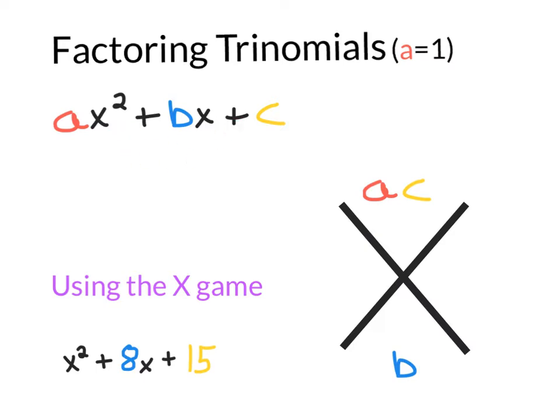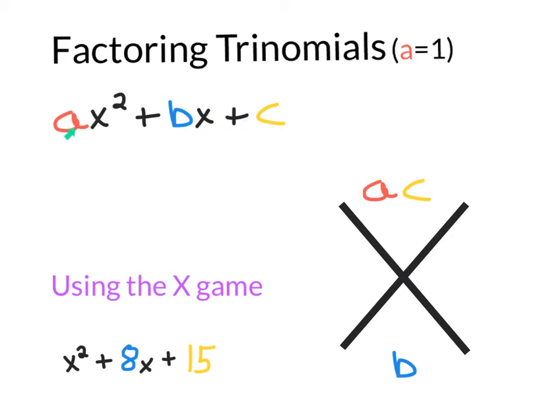Now, the strategy that we use to determine the factors of a trinomial is we use the X game. Remember the X game, we have a number at the top and a number at the bottom. We're looking for the multiples of the number at the top whose sum is equal to the number on the bottom, okay? But where do we get the number on the top and where do we get the number on the bottom, okay? Well, that is from the standard form here, ax squared plus bx plus c.